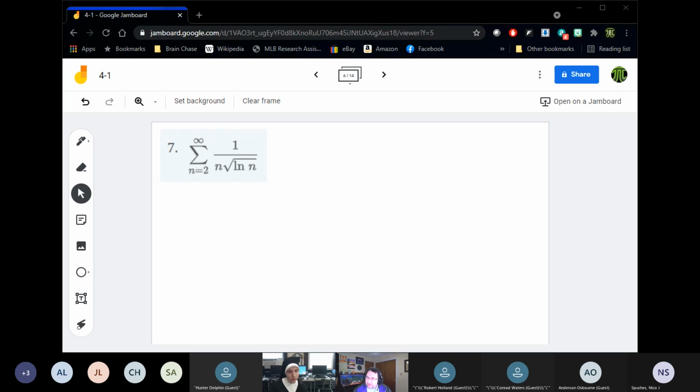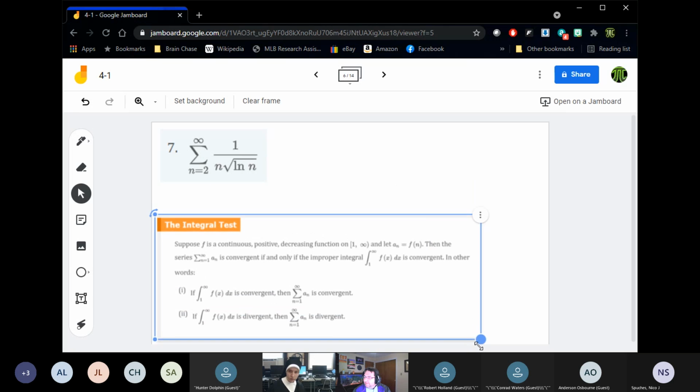All right, which test do we want to try for this one? The integral test? Yeah, this one you're actually going to have to do the integral test. There's no easy way to compare it. It's not a p-series or anything like that, and it doesn't fit any of the other criteria for the other tests. So we kind of have to do the integral test.